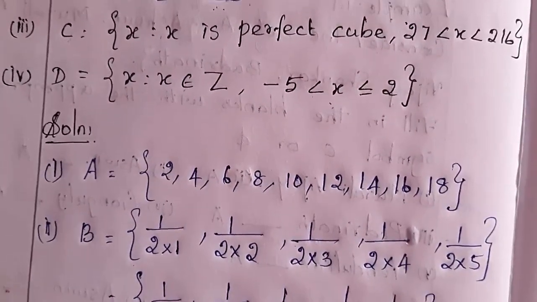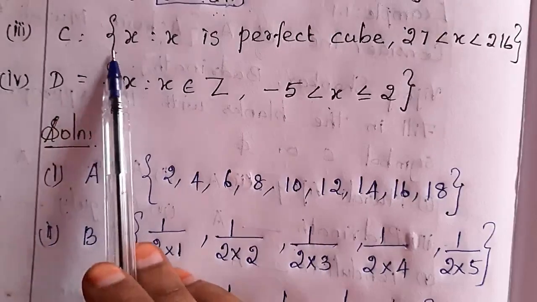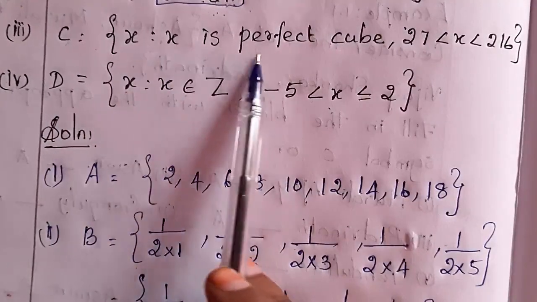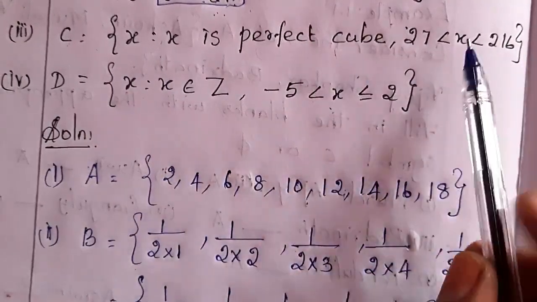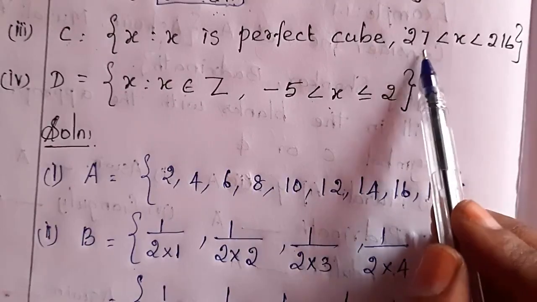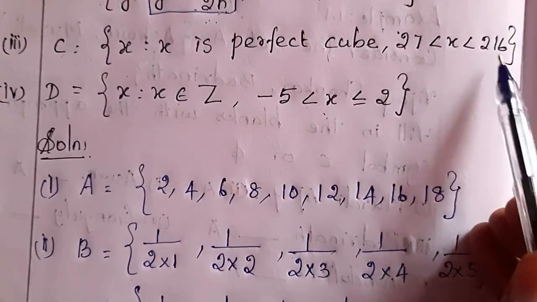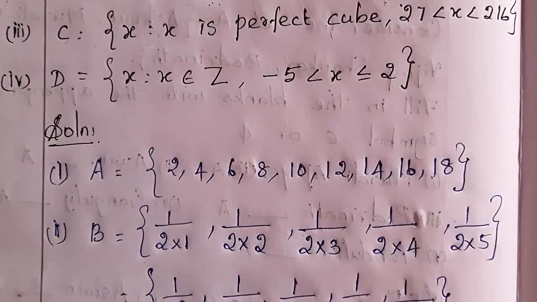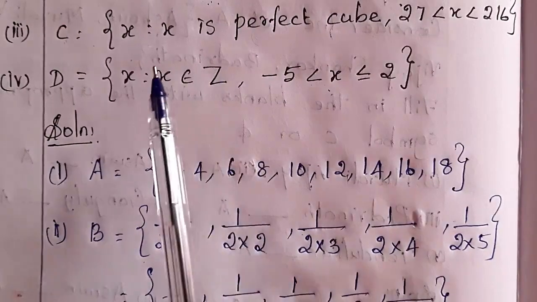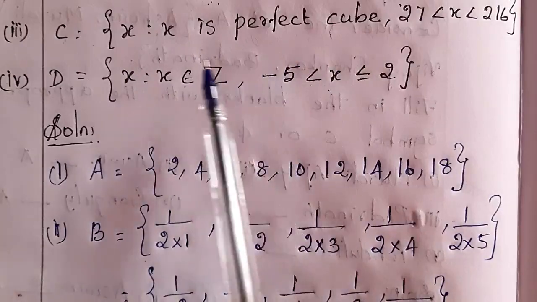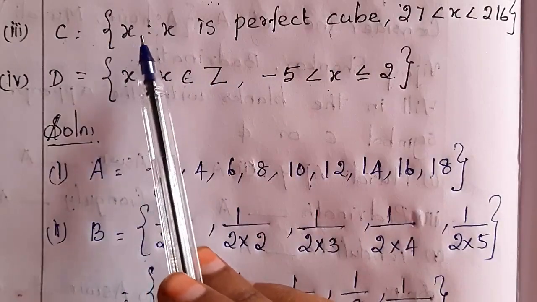C part, third one: C equal to the set of all x such that x is a perfect cube, where the cube value should be 27 less than x less than 216. So the third question is in the form of rule form. This is also rule form because they are using this x, okay.